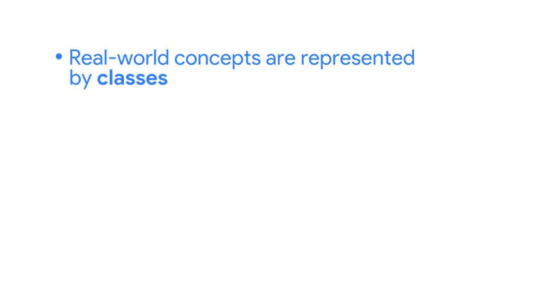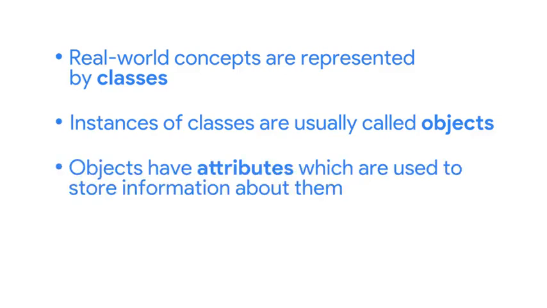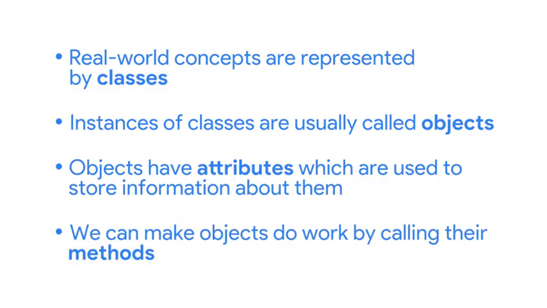Object orientation is not easy to understand, so congratulations on getting through these concepts. Let's quickly recap the main concepts we've just covered. We've learned that in an object-oriented language like Python, real-world concepts are represented by classes. We know that instances of classes are usually called objects, that objects have attributes, which are used to store information about them, and we can make objects do work by calling their methods.